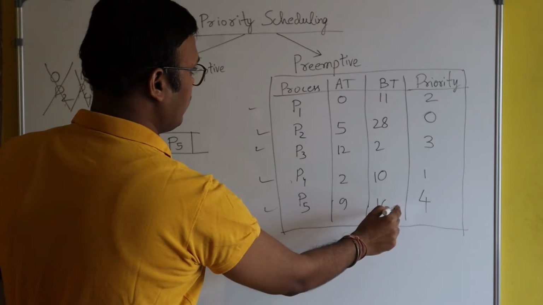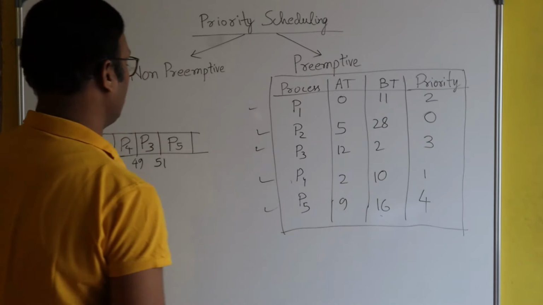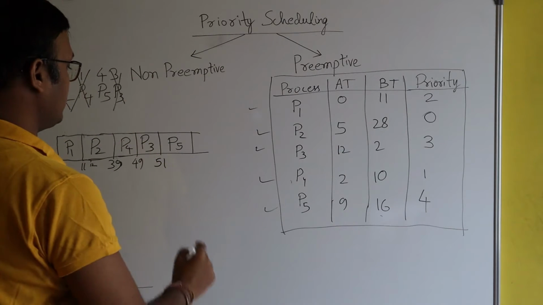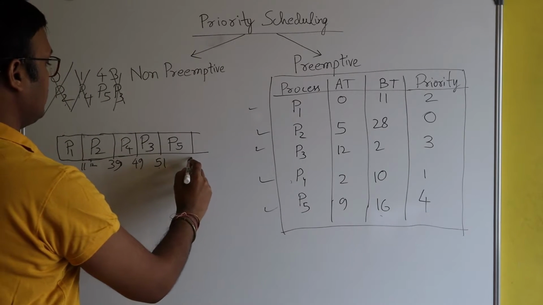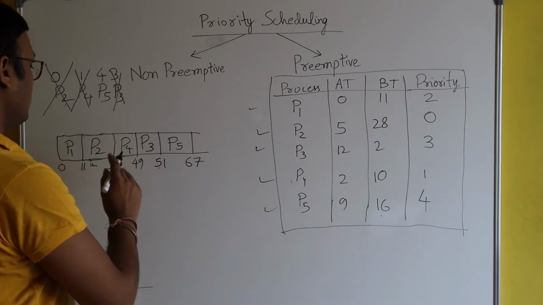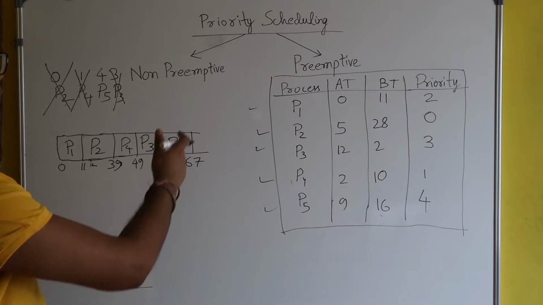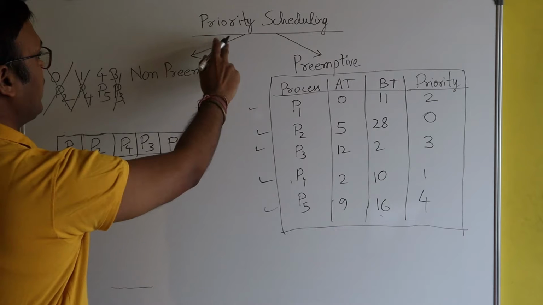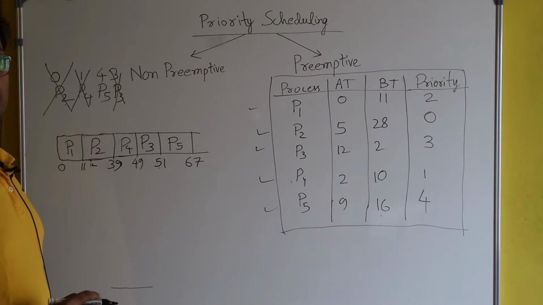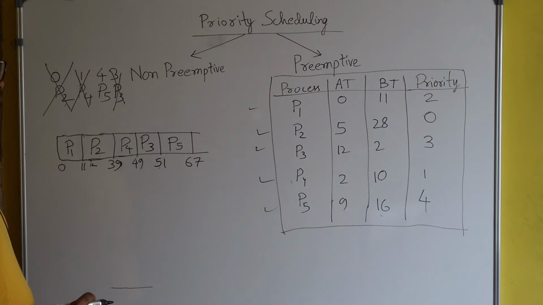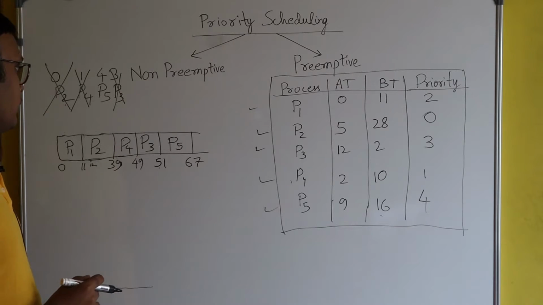So P5 will run for, what's the burst time? Burst time of P5 is 16. So 51 plus 16, 67. So this is the Gantt chart for this non-preemptive priority scheduling algorithm. From here we can calculate the turnaround time and waiting time. So let's calculate the turnaround time.